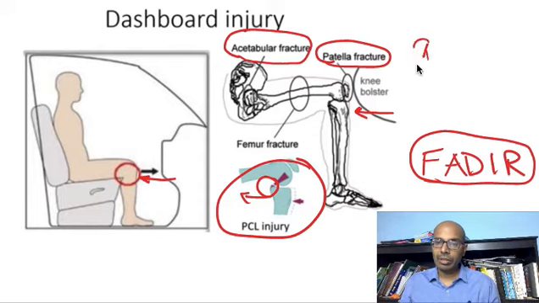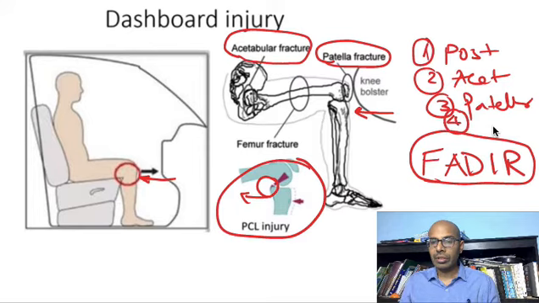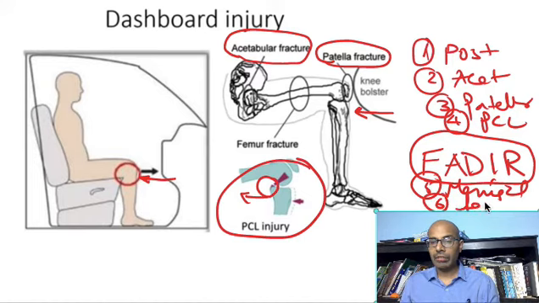One is a posterior dislocation, of course. Second is an acetabular fracture. Third is a patellar fracture. Fourth is a PCL injury. Fifth is a meniscal injury. And sixth, very rarely, a femur injury.